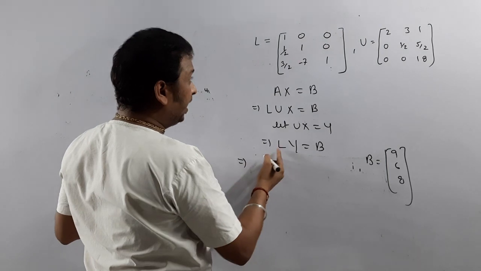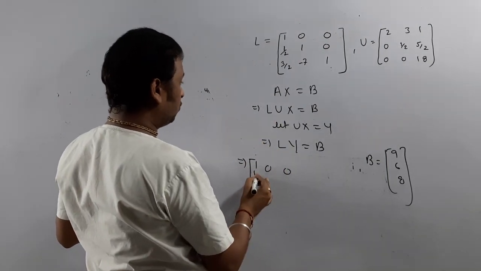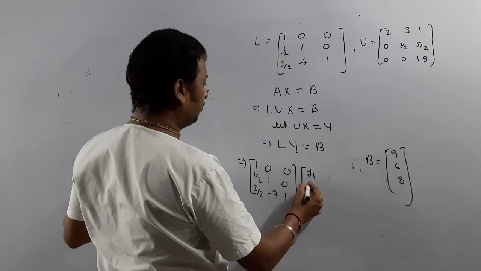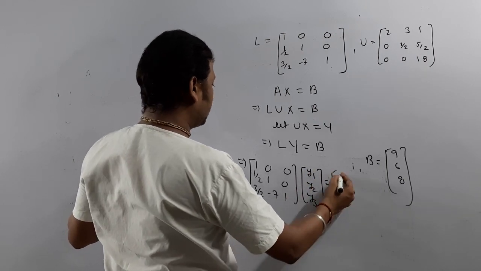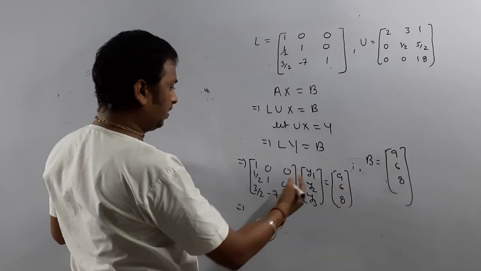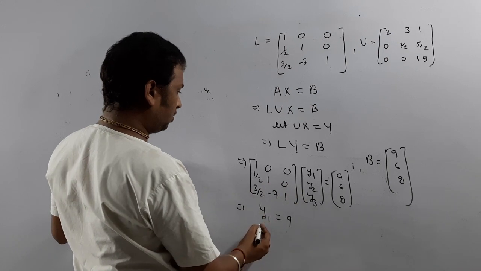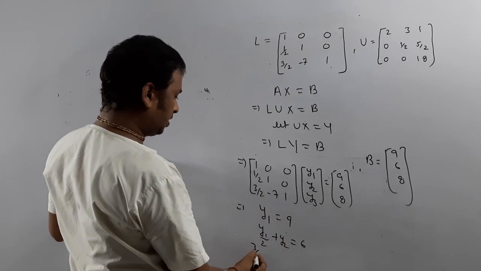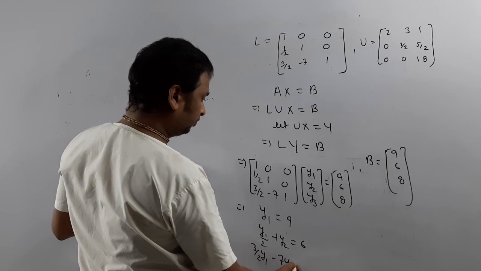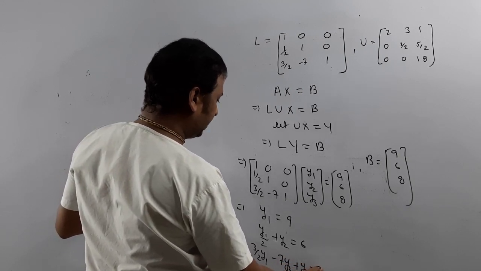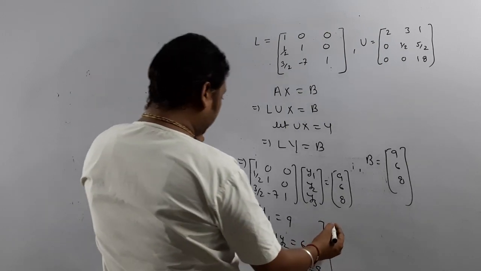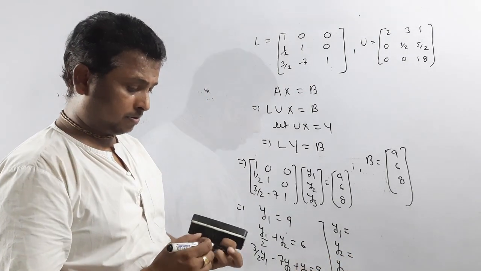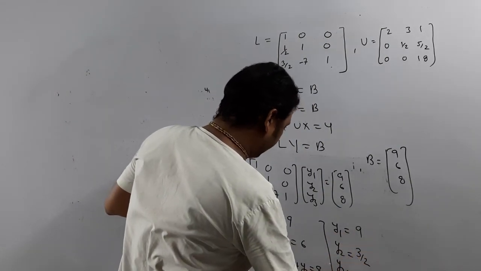So what is L? L value is 1, 0, 0, 1 by 2, 1, 0, 3 by 2, minus 7, 1. Suppose Y is y1, y2, y3. What is the B value? 9, 6, 8. Multiply. So what we get? y1 is equal to 9. y1 by 2 plus y2 is equal to 6. And 3 by 2 y1 minus 7 y2 plus y3 is equal to 8. Simplify this, you will get the values of y1, y2, y3: y1 is 9, y2 is 3 by 2 and y3 is 5.